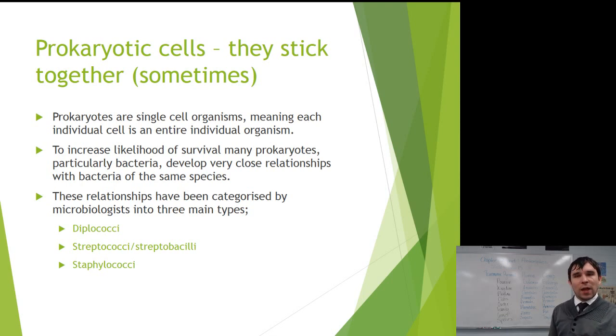And then lastly we have our staphylo. Staphylo meaning that they are bunches. Literally it means bunches of grapes. So staphylococci is the classic example there. Some of the most important pathogenic bacteria, and one of the most important at the moment with our issues with antibiotic resistance, are staphylococci: Staphylococcus aureus or MRSA, multiple resistant Staphylococcus aureus.